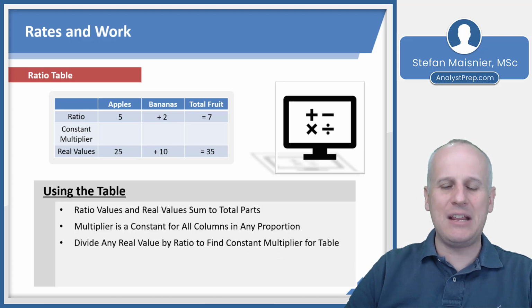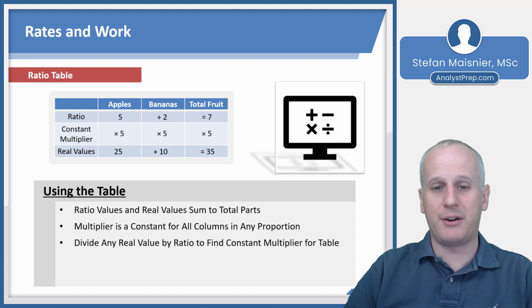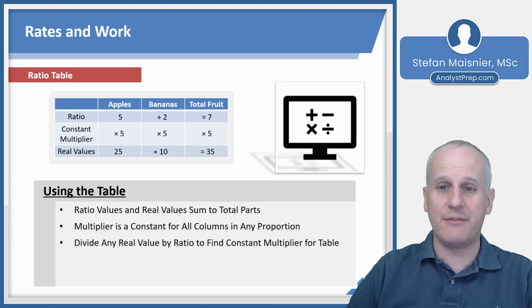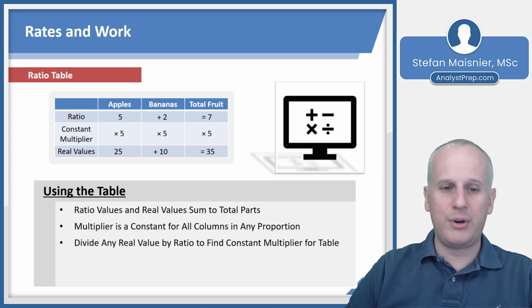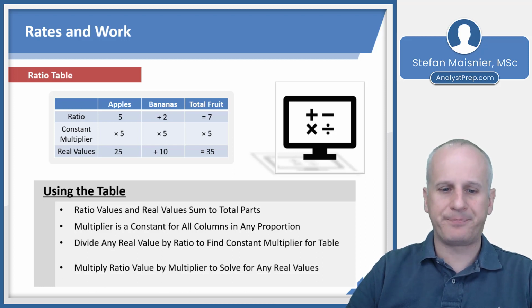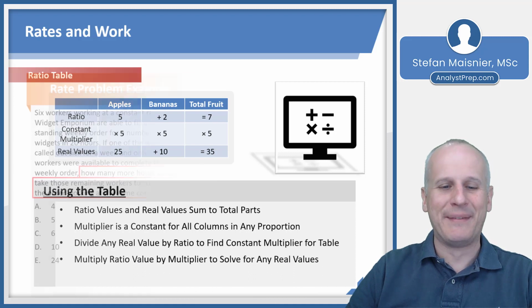And our multiplier is going to be a constant for all of the columns in the proportion. And you can divide any real value by the ratio to find the constant multiplier for the table. So if we took the 25 and divided by 5, we discover our constant multiplier is 5. And you can see if you multiply down any of the columns, you'll get the real values as the product of the ratio and the multiplier. So as it says there.